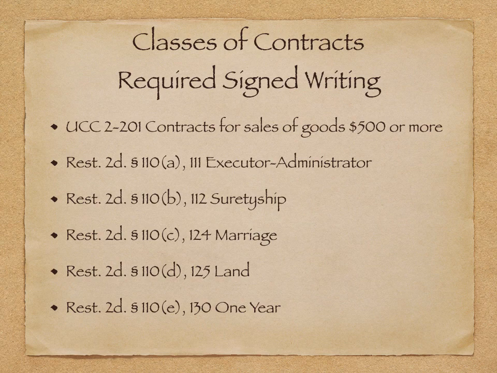Land contracts are generally required to be evidenced by a signed writing. And this actually includes most leases, not just sales of land, not just buying a house, but renting an apartment. The exception is short-term leases less than 1 year are generally exempt. So sales of land and lease agreements for more than 1 year require a signed writing.